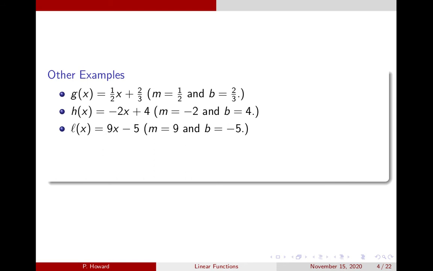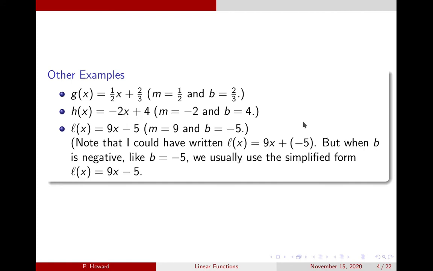One thing to notice about this third example, I could have written it like this: L of x is 9x plus a minus 5. This would be in the correct form, mx plus b. But usually when b is negative, like b equals minus 5 in this case, we write the formula in simplified form, 9x minus 5, rather than 9x plus a minus 5.